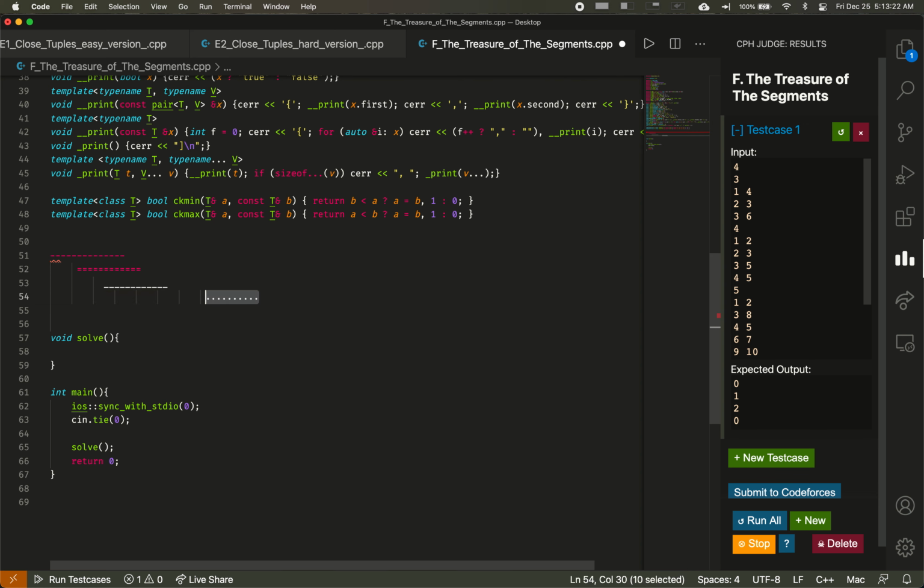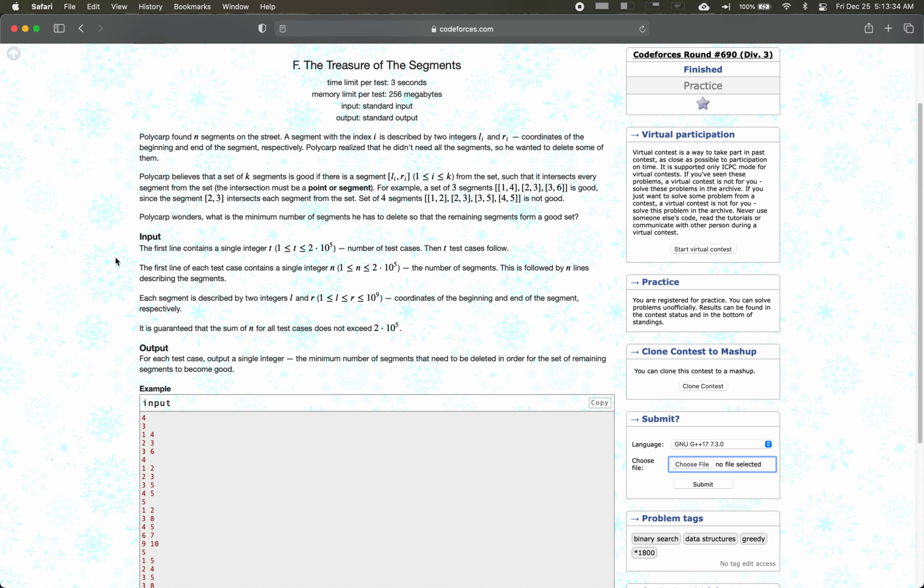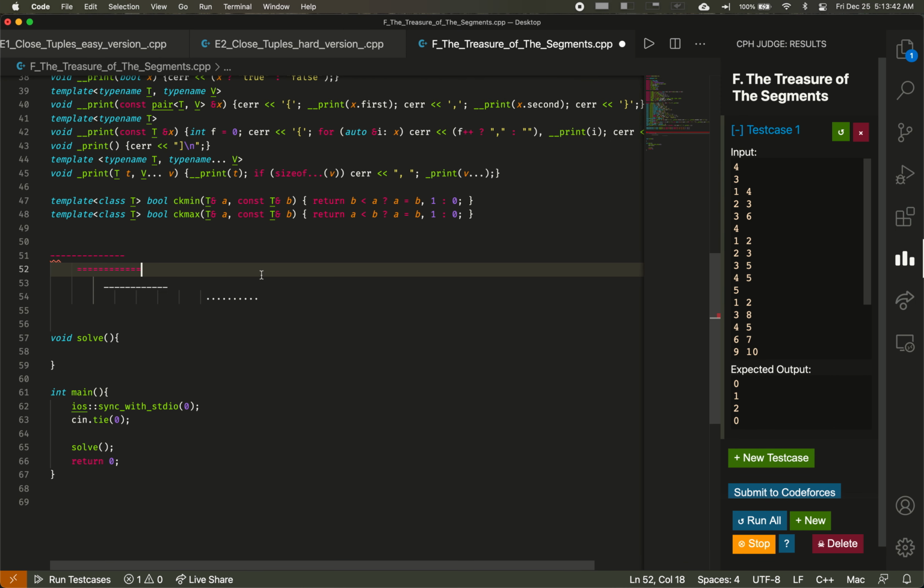So okay, when does this ever occur? Let's say we were given these four segments. We're trying to find the minimum number of segments we have to delete such that the remaining segments form a good set. And clearly the answer here is 1. If you just take away this segment, we have a good set. So how do we do this? When do we not form a good set?